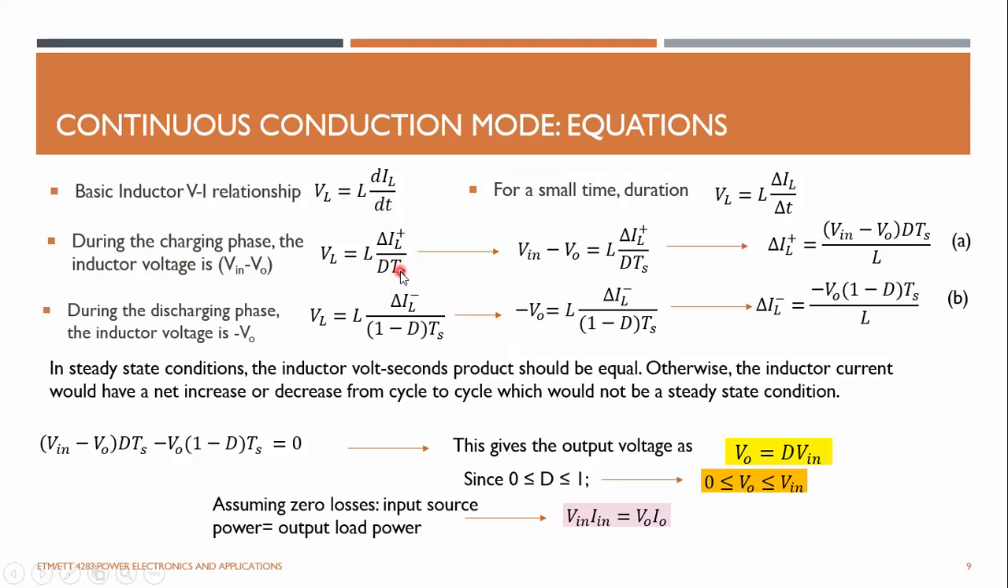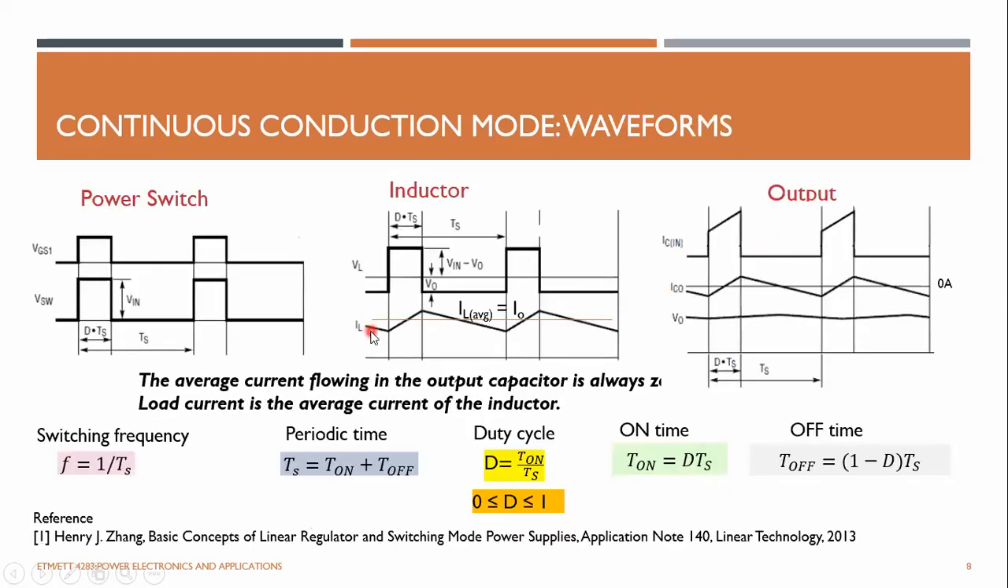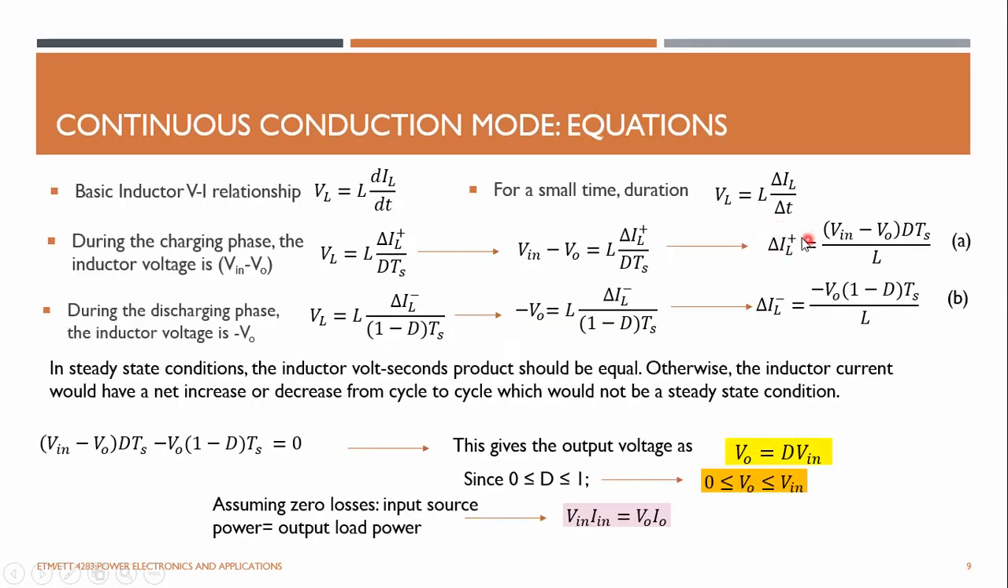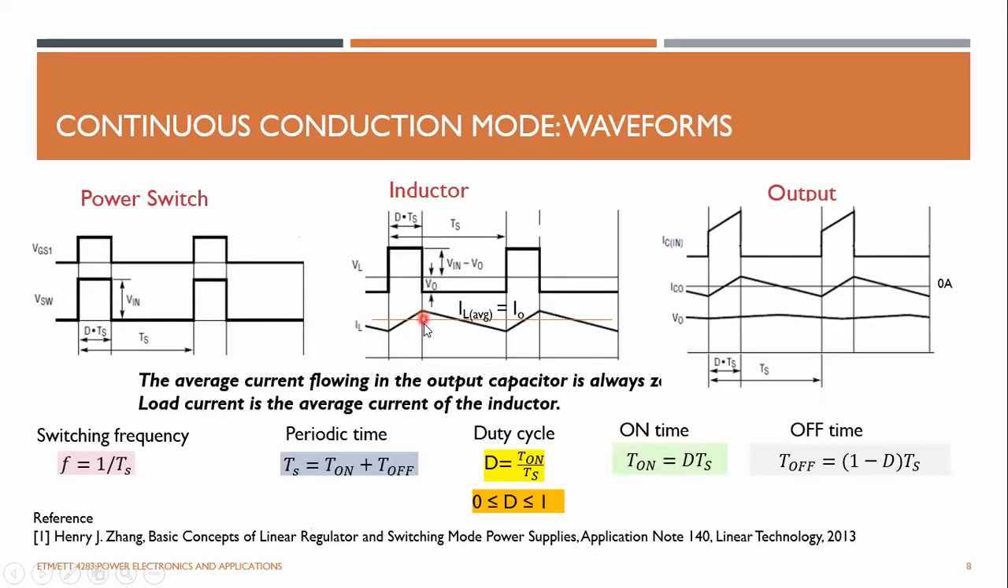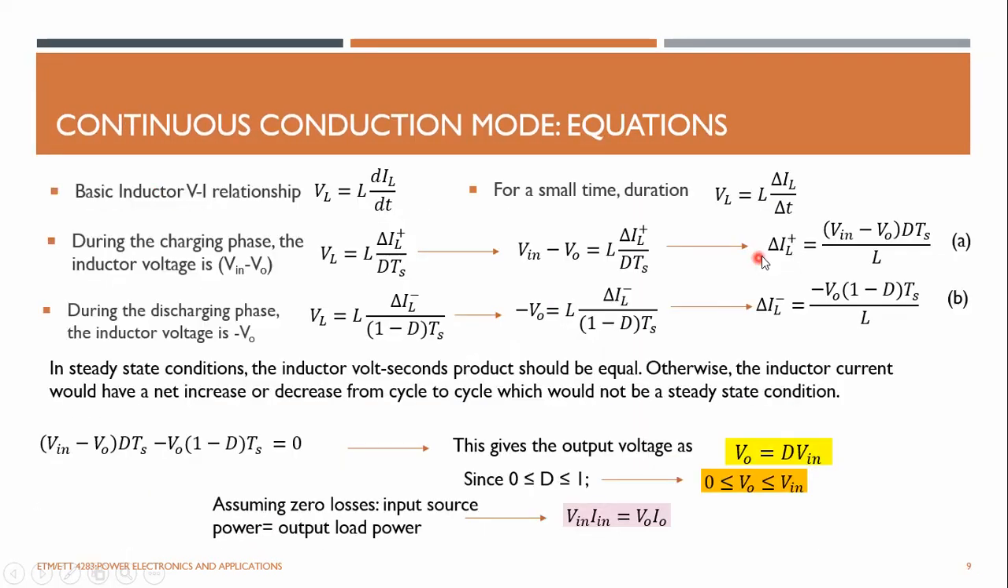This time duration is D Ts, the turn-on time, and the inductor voltage is Vin minus Vout. From here, we can get this equation. And the inductor current is ramping from this point to this point. This is plus IL, so that is the change of current, right? This change from here to here is given by this equation.